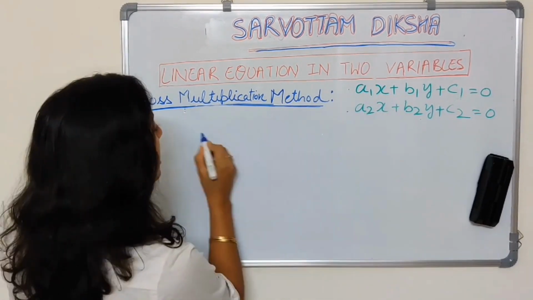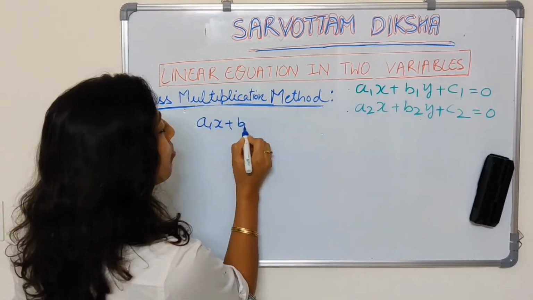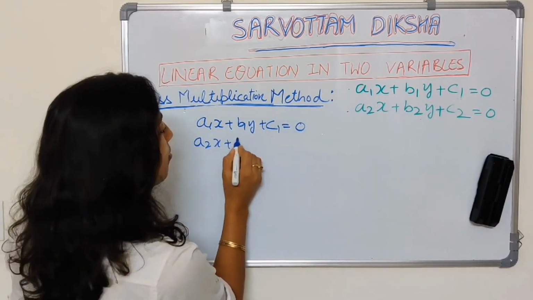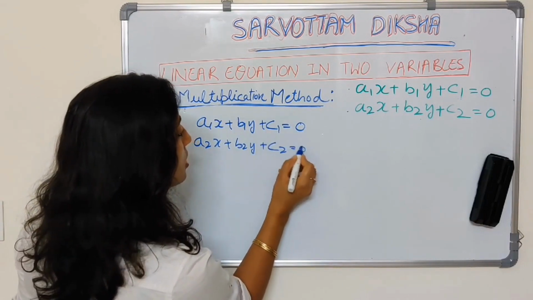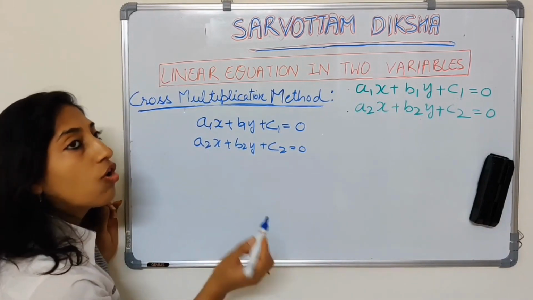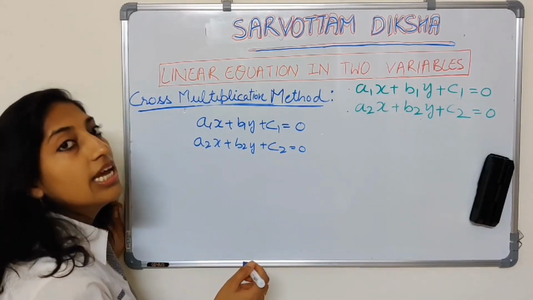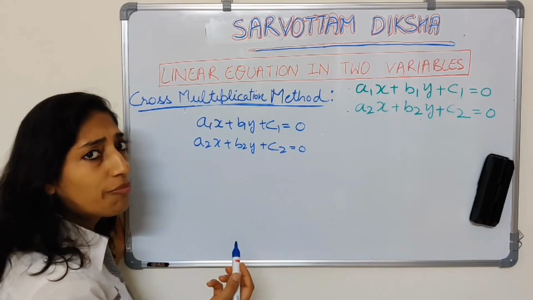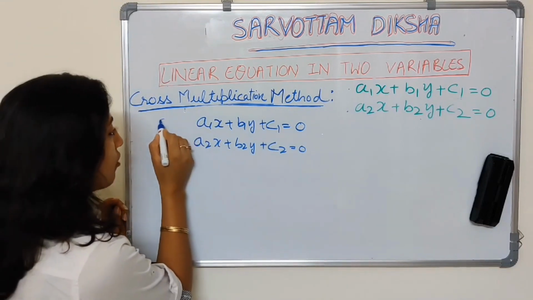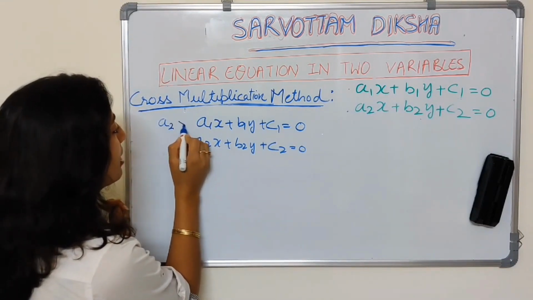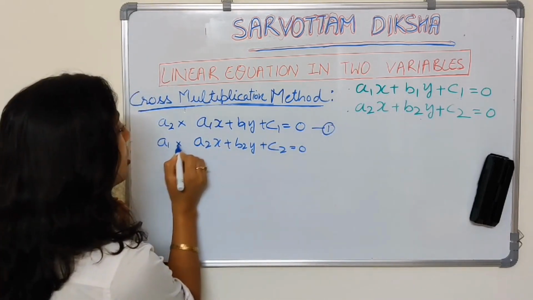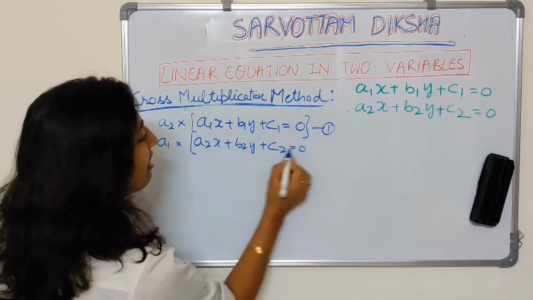Suppose I have two standard equations a1x + b1y + c1 = 0 and a2x + b2y + c2 = 0. Now to eliminate one of the variables, x, I have to make their coefficients equal. We have discussed it in very much detail. You can have a look at my previous video. Link is there in the description box. Now to make the coefficient same for x, I am multiplying the first equation by a2 and the second equation by a1. What will I get?